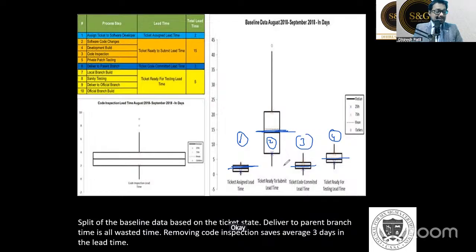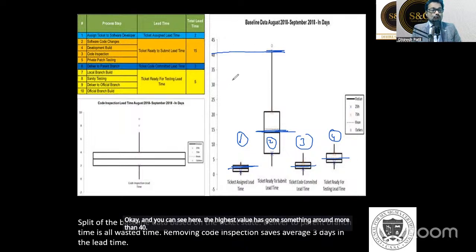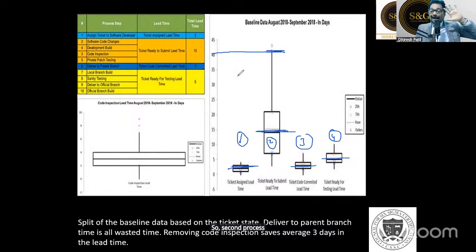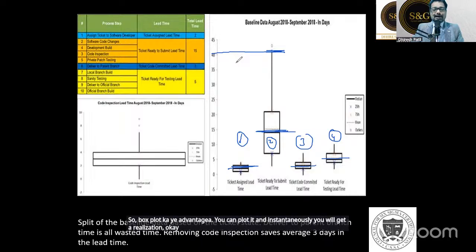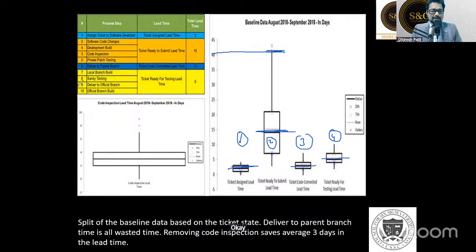And you can see here, the highest value has gone to something around more than 40. So the second process step can take up to 40 days sometimes. And that's the biggest area of focus. Yes, that's the biggest area of focus. So that is the advantage of the box plot. You can plot it and instantaneously you will get the realization of where we should actually be focusing. Now, let me share.